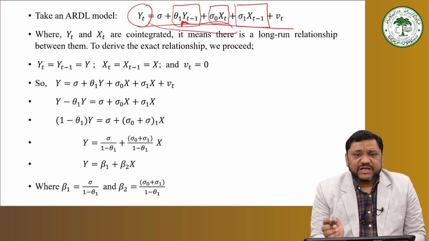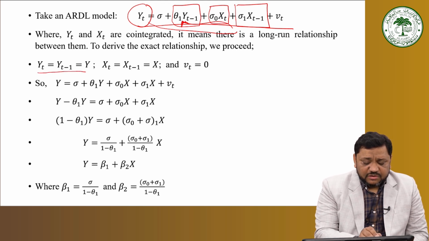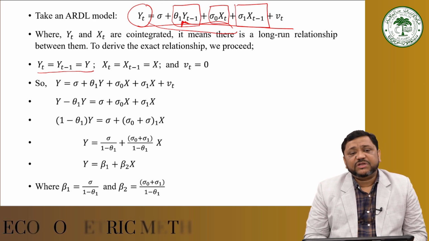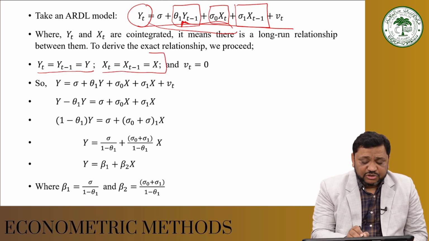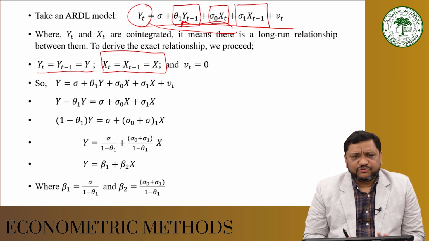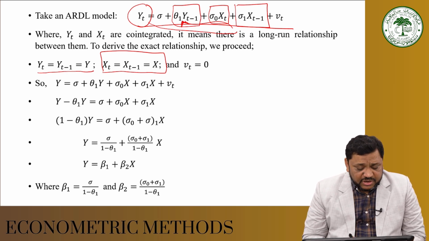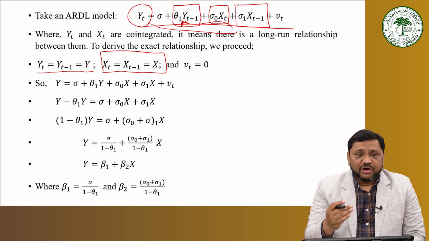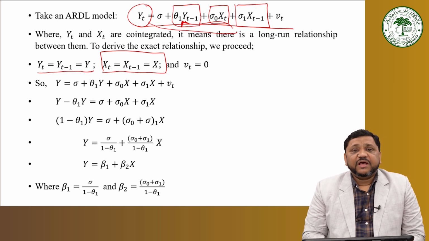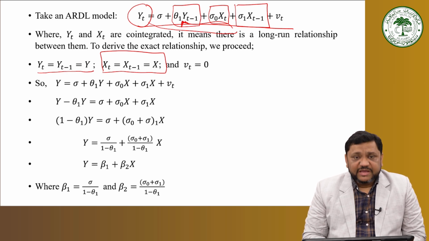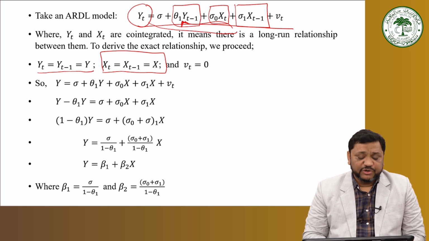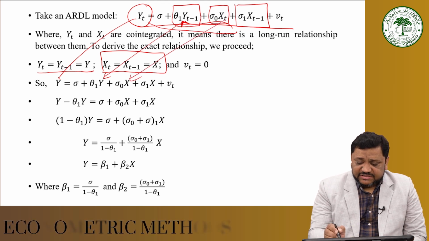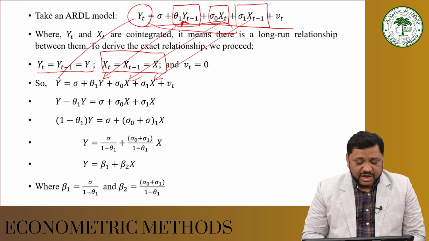Now, in order to ascertain this long run relationship, if there is a long run relationship and the data is stationary, we can say that yt is equal to yt minus 1 is equal to y, and xt is equal to xt minus 1 is equal to x. We will use the symbols y and x. So we replace yt by y, yt minus 1 by y, xt as simply x and xt minus 1 as also x, and each of them has a coefficient term.